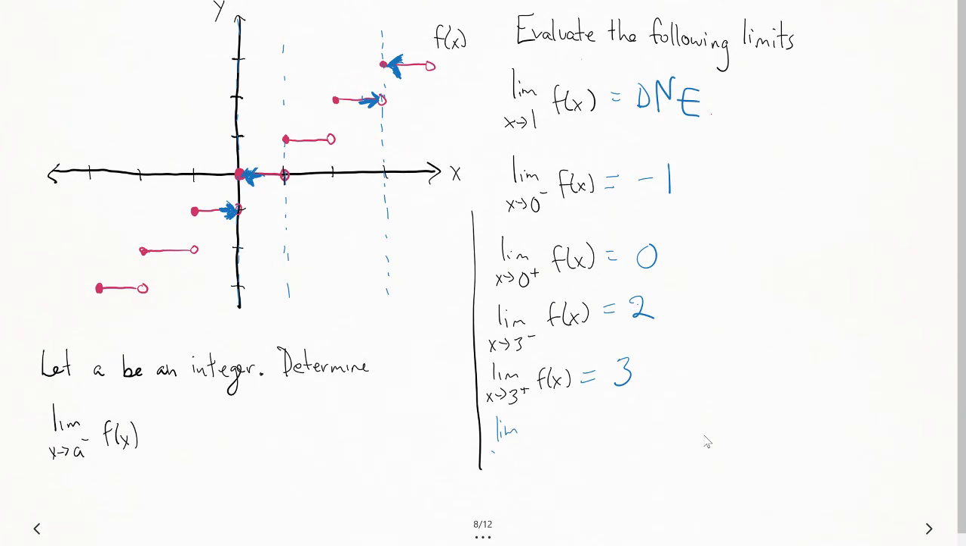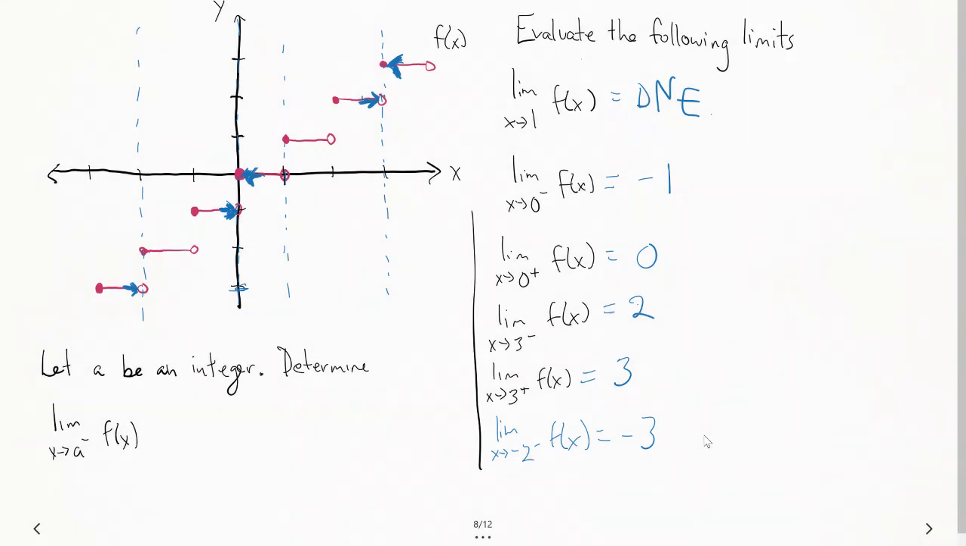Limit as x approaches a from the left-hand side, where a is an integer. So I'll do negative 2 from the left. So negative 2 from the left. So notice what happens. Well, we're down at this y value. We've gone down 1, 2, 3 units, so that's negative 3. Huh. So let's take a closer look at some of these.